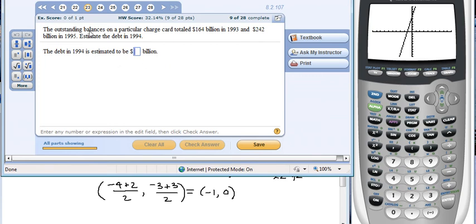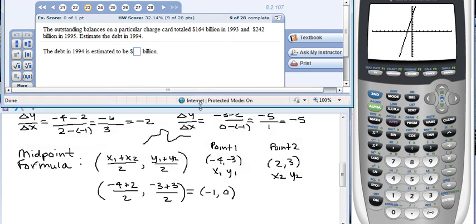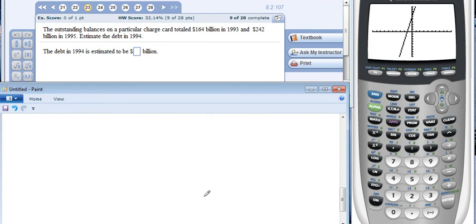Okay, so read through this. We've got a particular charge card. Ooh, boy, that's a big charge card. 164 billion. I guess it was the government's. In 1993, and 243 billion in 1995, and we want to estimate the debt in 1994. Well, 1994 happens to be right between 93 and 95, so it happens to be the midpoint between the two that we know. So what we can do is form two different points off of those and calculate out the midpoint.